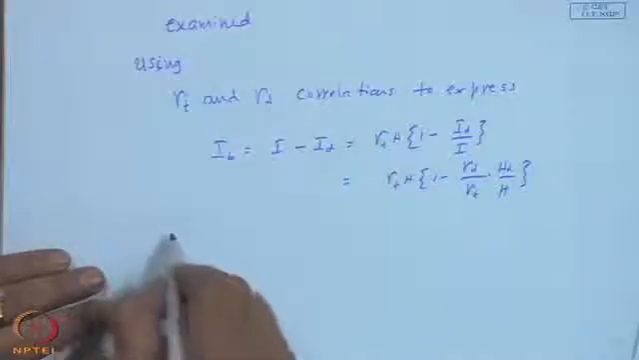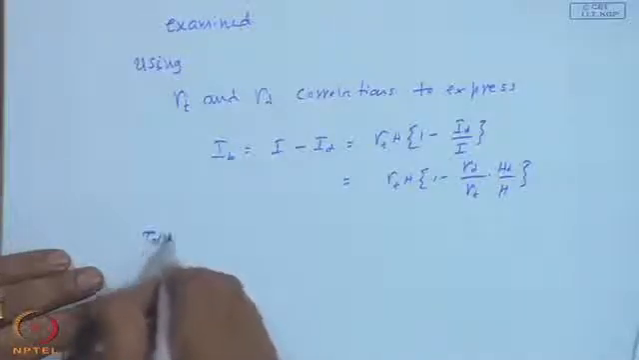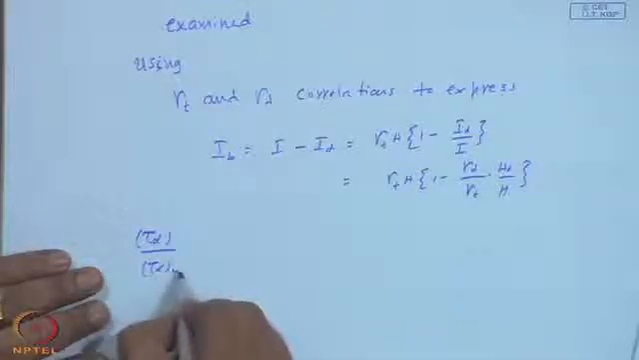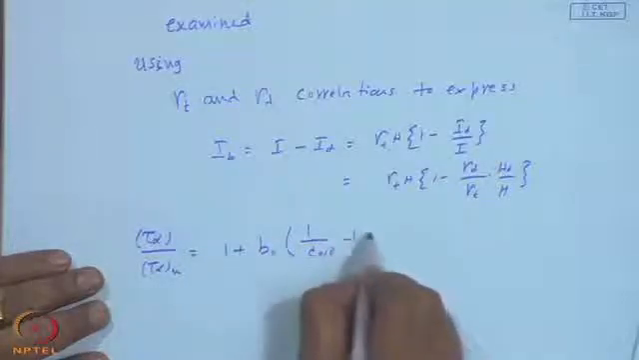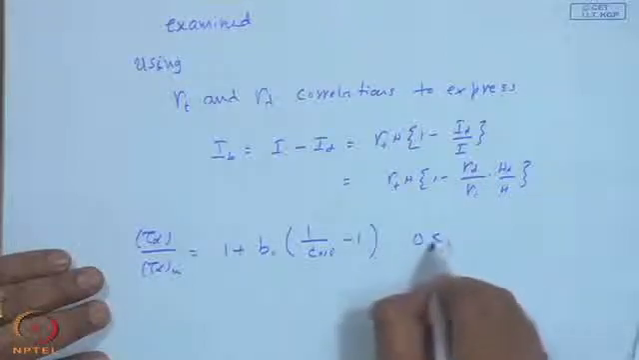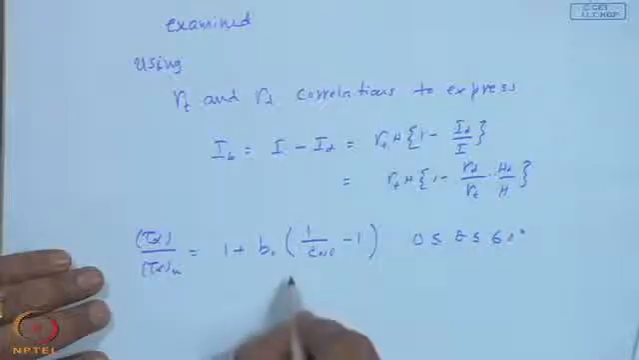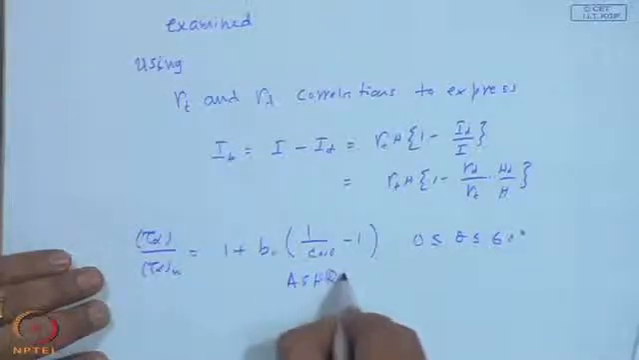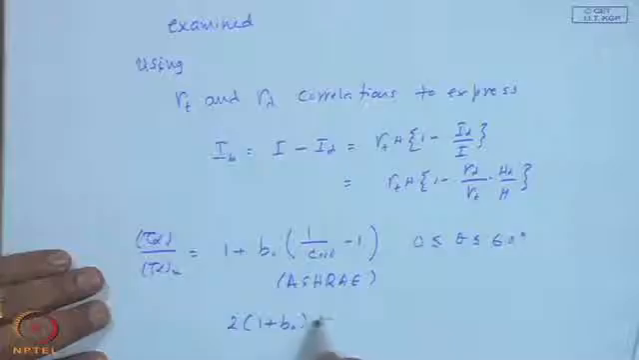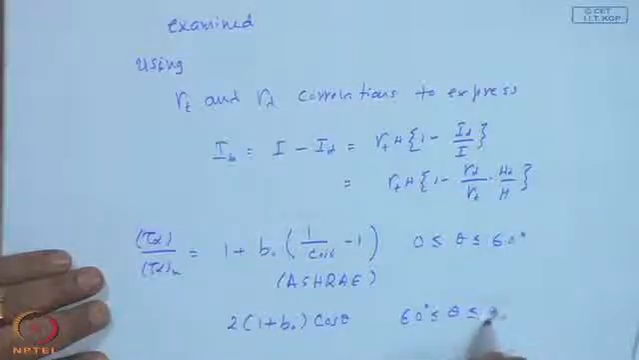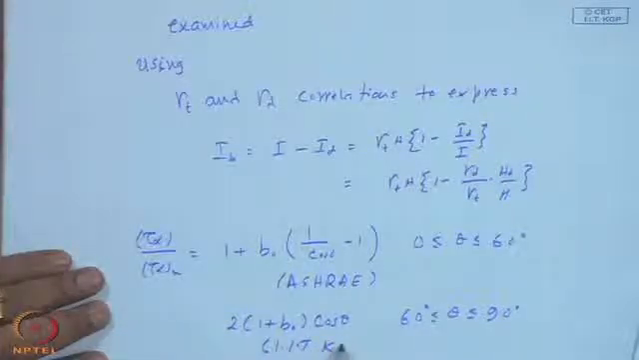Then the incidence angle modifier relation, you have got tau alpha by tau alpha n is 1 plus b 0 into 1 by cos theta minus 1 for theta from 0 to 60, which is the ASHRAE recommendation, and 2 into 1 plus b 0 into cos theta for 60 less than theta less than or equal to 90 degrees. This was proposed at IIT Kharagpur.